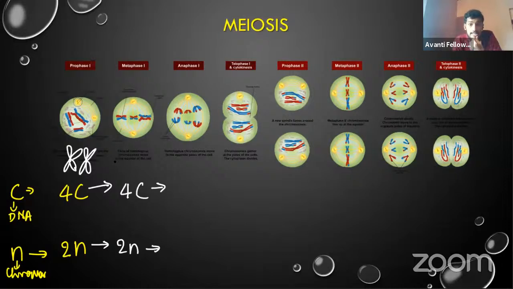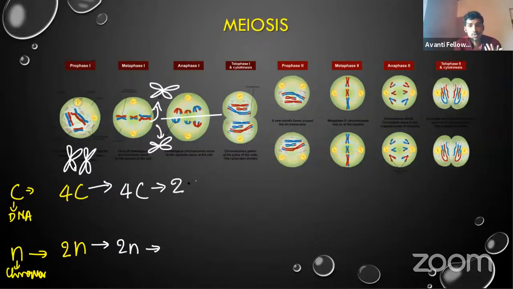But as you can see here, in the anaphase, what is happening? One complete chromosome is going to one side, and another chromosome is going to the other side. Now, what may be the DNA content? Can you guys guess it? What is the DNA content here? In a single cell, what may be the DNA content?